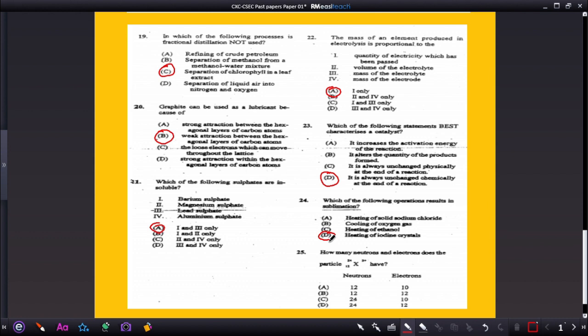25. How many neutrons and electrons does the particle X2+ have? It says 2+, so we know that 2 electrons were lost, so it's between A and C, and it's asking for neutrons, and neutrons is the mass number taken from the atomic number, which is 12. So it's 12 and 10, so that's A.